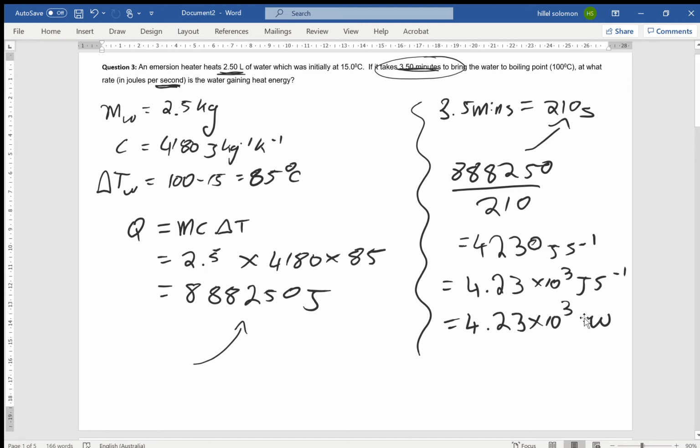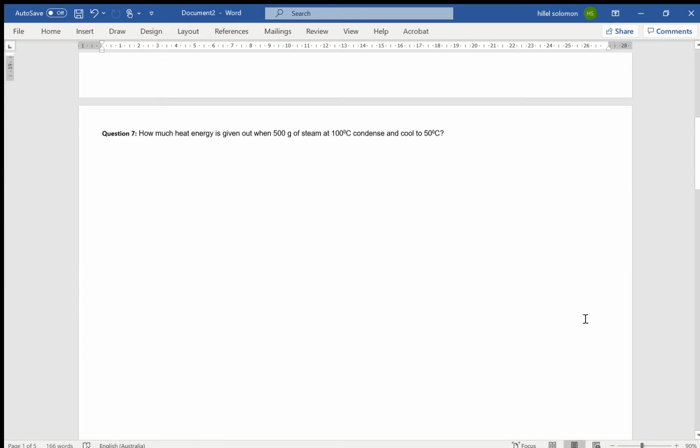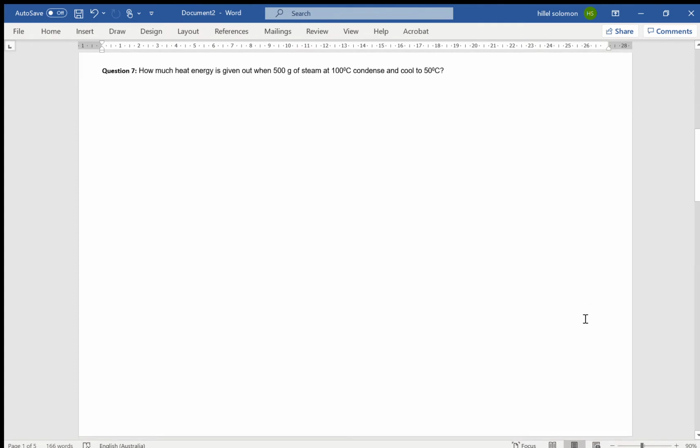Let's move on to question 7 from the sheet. How much heat energy is given out when 500 grams of steam at 100 degrees Celsius condenses and cools to 50 degrees Celsius? So here we're including a change of state. That means that before I start, I'm just going to get a quick idea of what's happening by going back to the picture of this graph that we know so well by now.